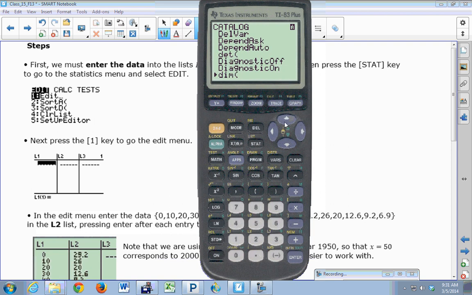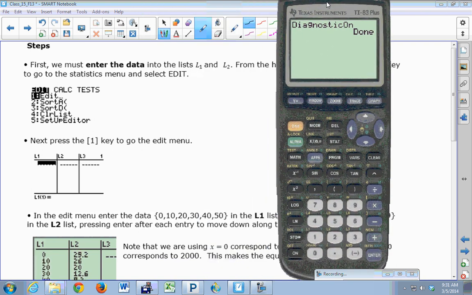Thank God it didn't begin with a Z. So I put my arrow right there at diag, and I hit enter. And I hit enter again until it says done. Now I'm going to have everything I need. So that's the first thing you always do before you do any regression: you make sure your diagnostic is on.